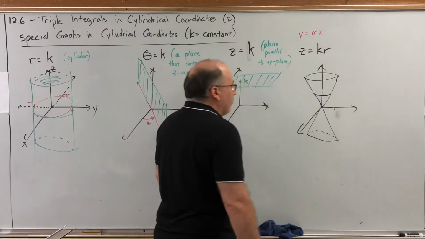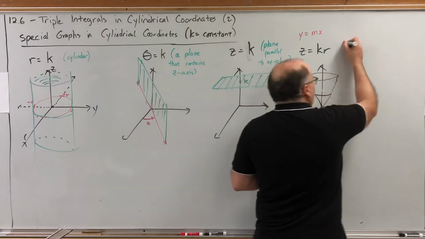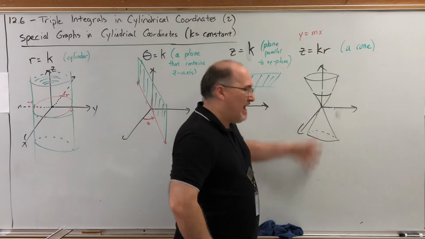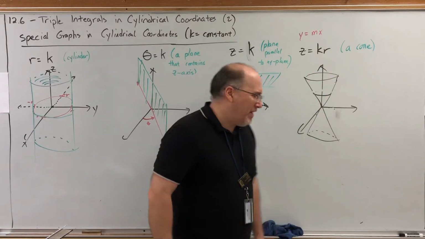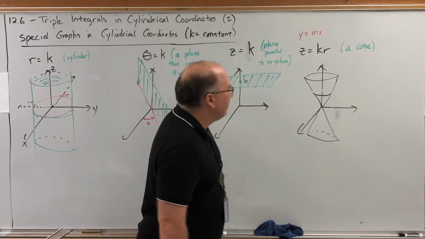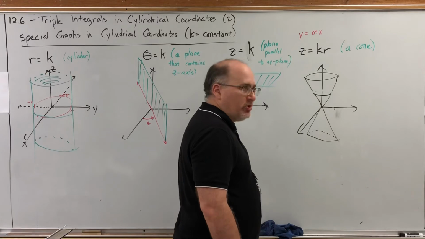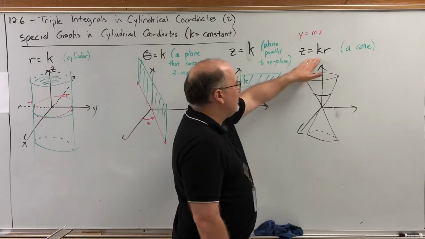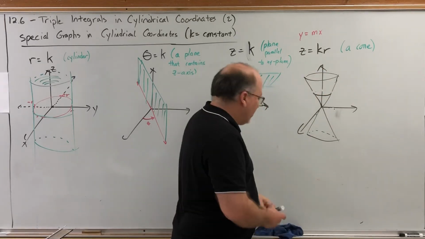So the graph of z equals k times r is a cone. And algebraically speaking, a cone is both halves of this, not just the top. I know most of us think, oh, an ice cream cone is the top half. Mathematically, it's both halves. So it's a cone. And the k is basically the slope of the line that determines the cone. So the bigger the k, the steeper the line, the skinnier the cone. The smaller the k, the less steep the line, the flatter and wider the cone.